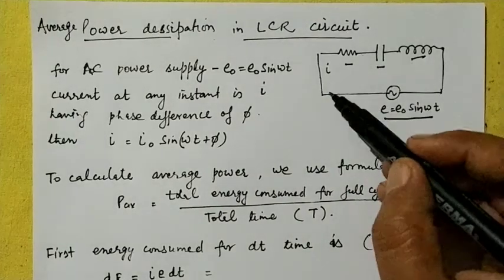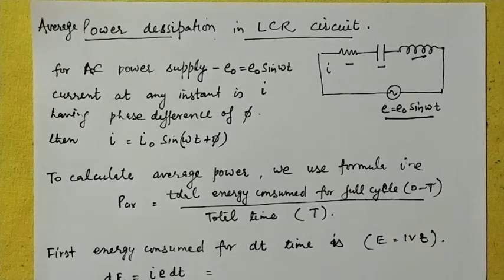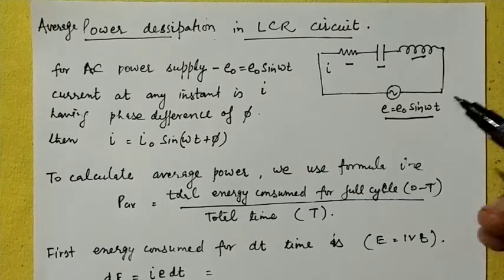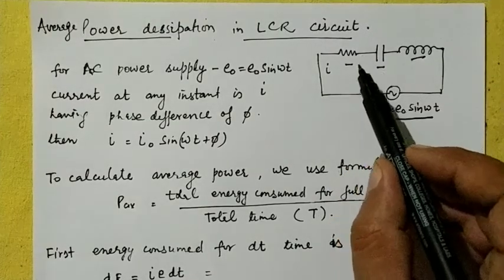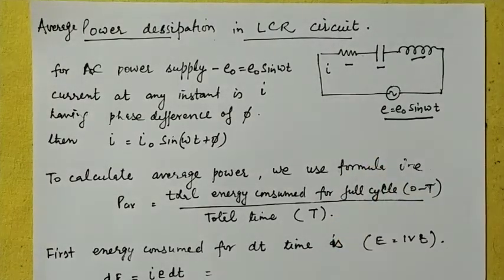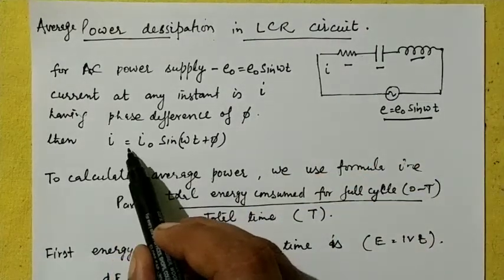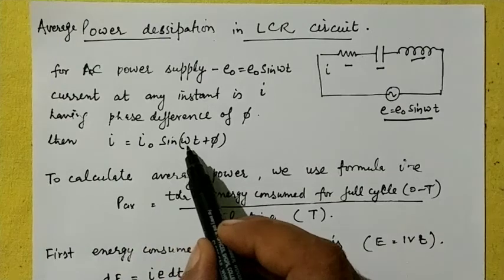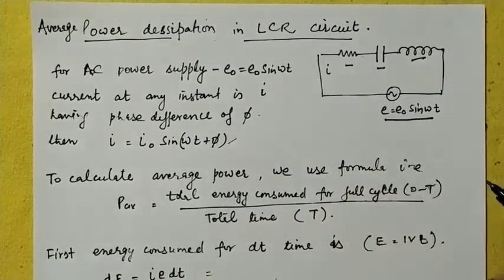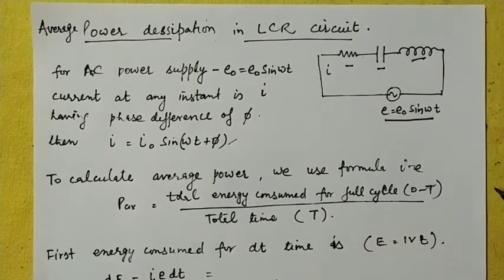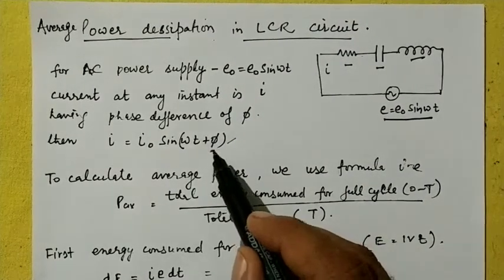Let I be the current which is flowing through this electrical circuit. Now let the phase difference between the current and the effective value of the voltage be phi. Then the current equation is given by I is equal to I naught sine of omega t plus phi. As we have already discussed, there is some phase difference, so it is plus phi.